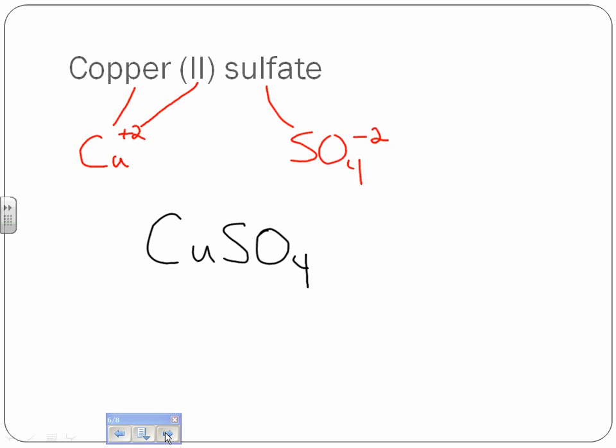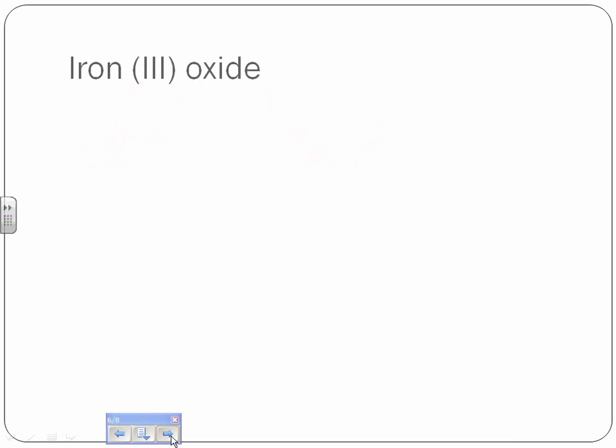Those two charges right here, +2 and -2, they add up to be 0 in a 1-to-1 ratio. So we're done with that formula. And hopefully you're seeing that this is a fairly straightforward process. And as long as we're not overthinking it, we're going to be okay.